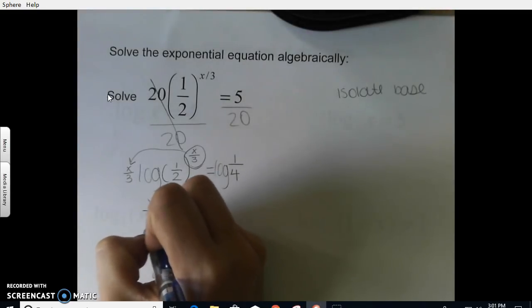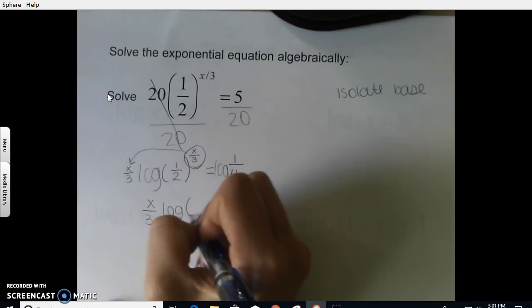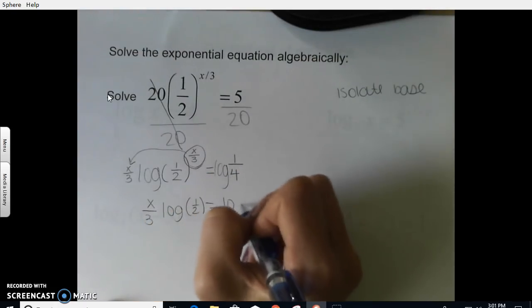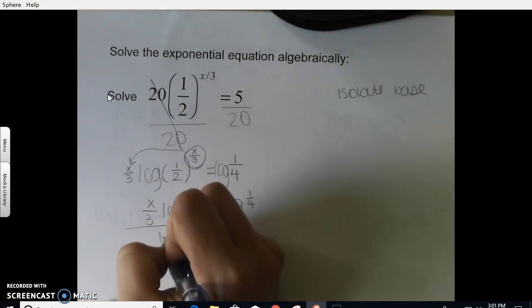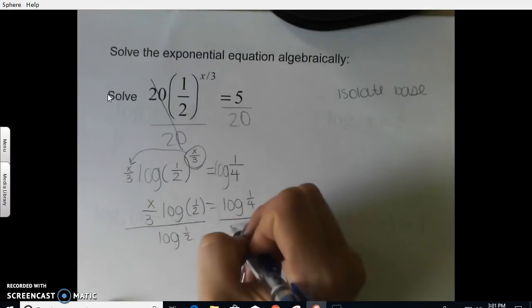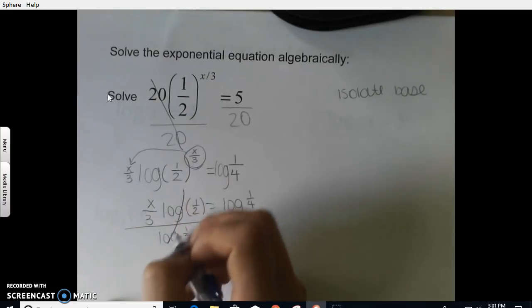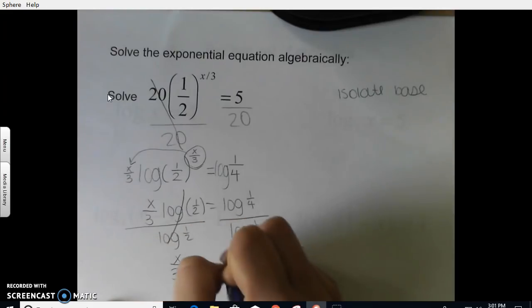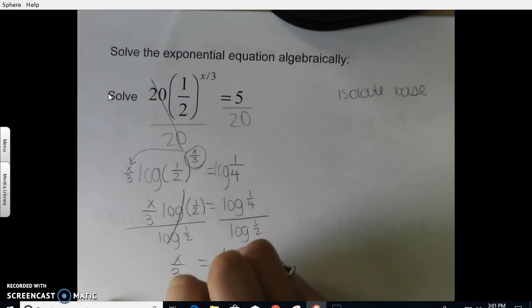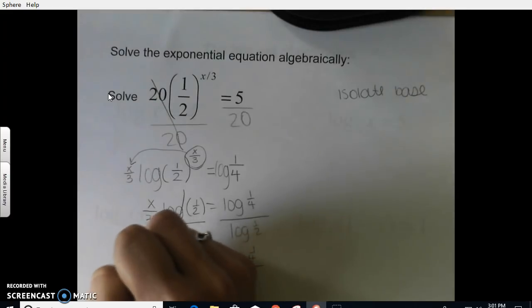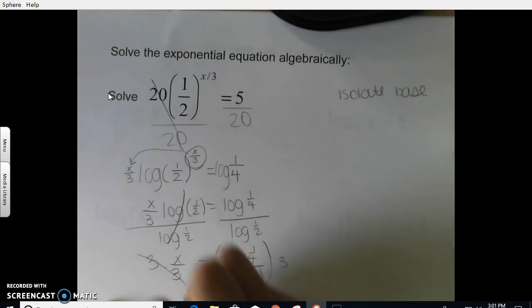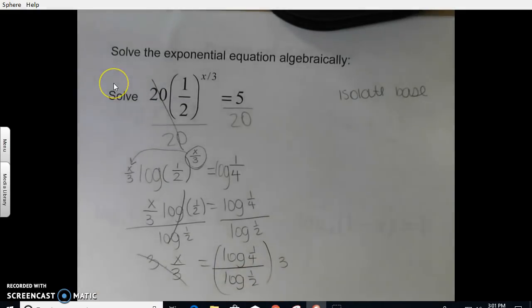So I have x divided by 3 times the log of 1/2 is equal to log of 1/4. Divide by log of 1/2. X over 3 is equal to log of 1/4 divided by log of 1/2. Multiply by 3. X is equal to, we plug into our equation, log of 1/4 divided by log of 1/2 times 3 is 6.